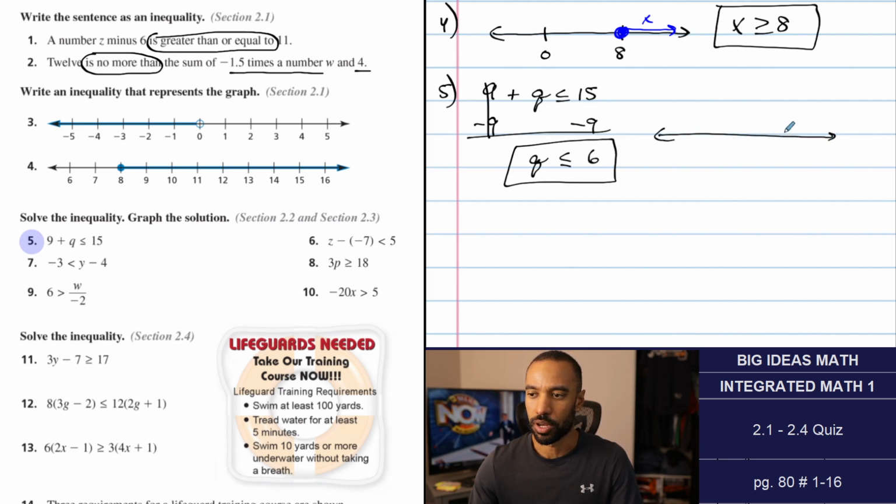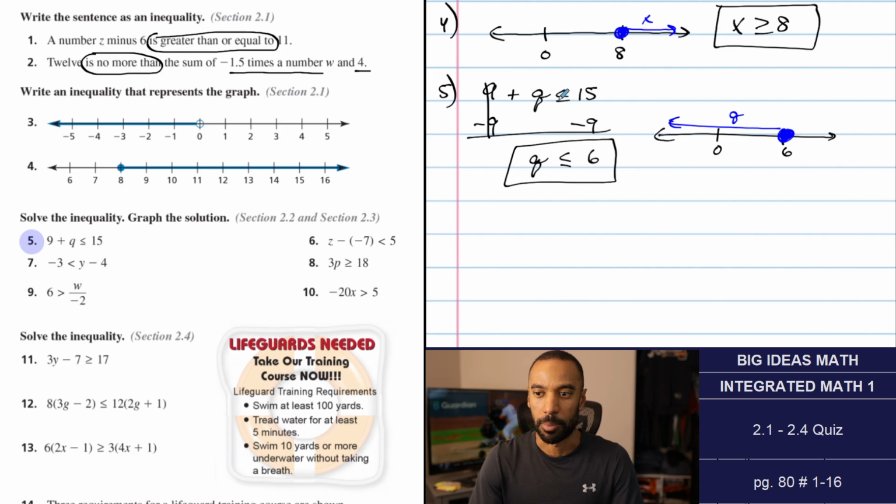What are values of q that are less than 6? Well, 0 is one of them. And 0 is to the left of 6, so anything to the left of 6 is going to go. But wait, Mr. Robinson, you didn't fill in the circle. Yes, that's true. We also have to fill in the circle because q can also be equal to 6. Here are all values of q that are less than 6. That includes 0. You can double check that by showing 9 plus 0, or 9, is less than or equal to 15. Remember, 6 can go in here. It doesn't have to be less than it. It can also be equal to it.